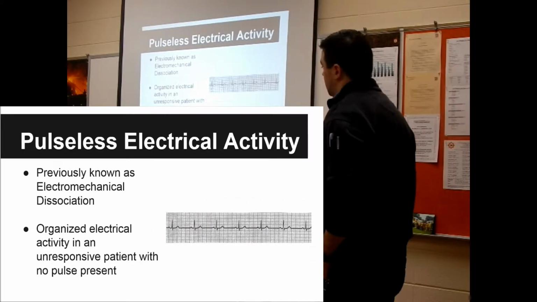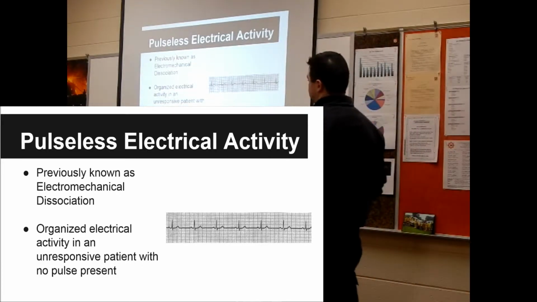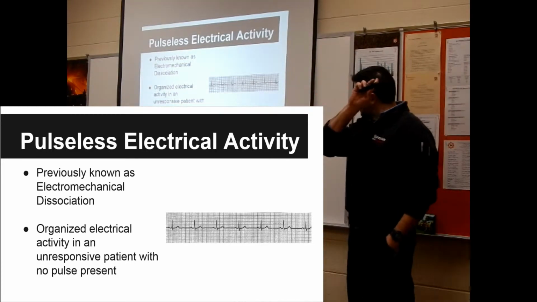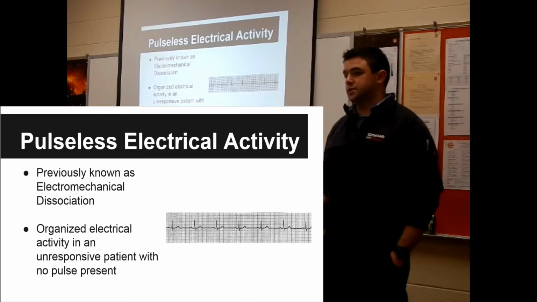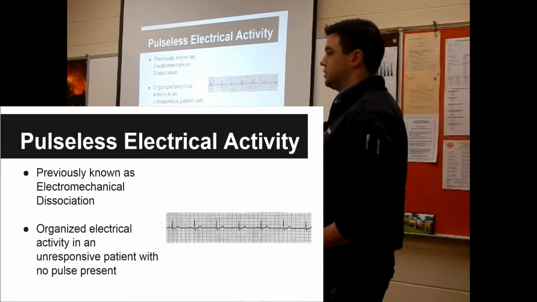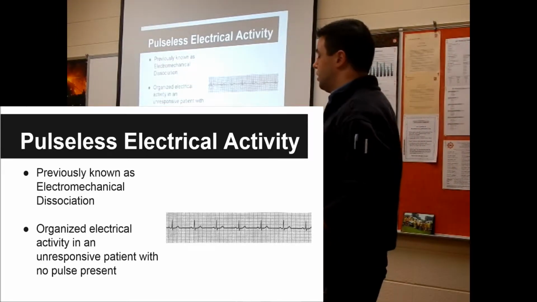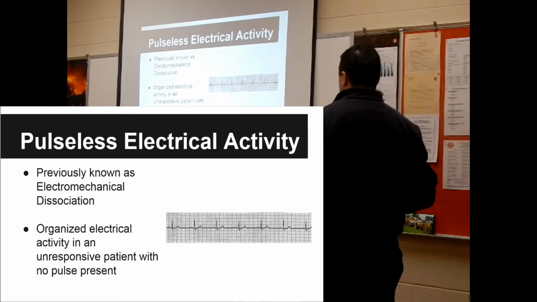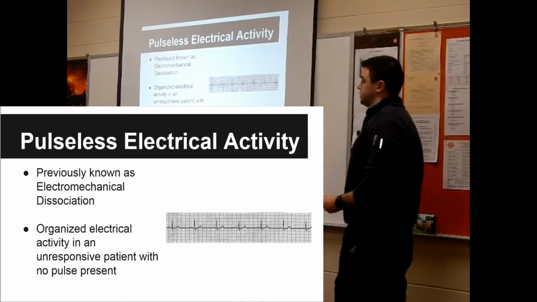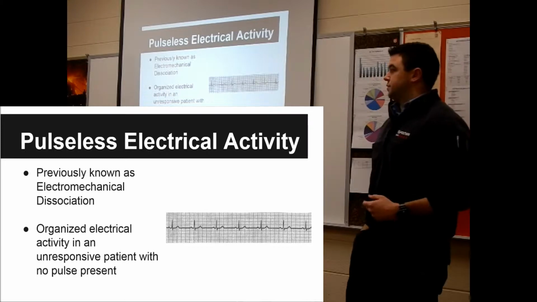PEA, previously known as electromechanical dissociation. Essentially, your heart is getting the signal, but the muscle's not listening. The signal is sent, but the muscle's not contracting the way it should. So it's going to look pretty normal and organized, with an unresponsive patient and no pulse present.